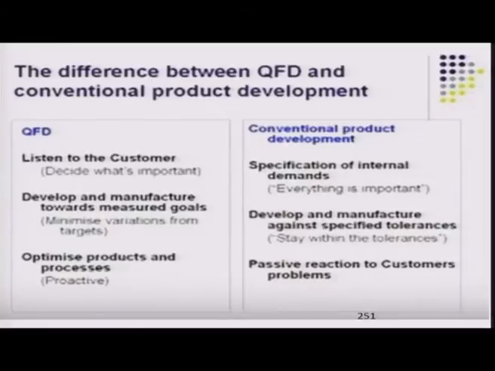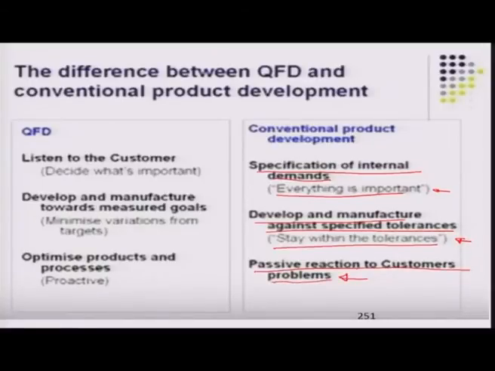So the difference between the conventional product development approach and the QFD-driven approach is that in the conventional approach, your specifications are based on internal demands. Everything is important. You have to listen to the manufacturing about what is there in the process. You develop and manufacture against specified tolerances. You try to keep to the tolerances because changing them would need a lot of internal changes, and there is a lot of resistance to such changes within the organization almost always. And the approach is passive, reacting to customer problems. Customers keep on complaining about a problem. One can look into the process and try to make an incremental change, so that it might result in some level of satisfaction, although getting the customer's mind into the product itself is never achieved.